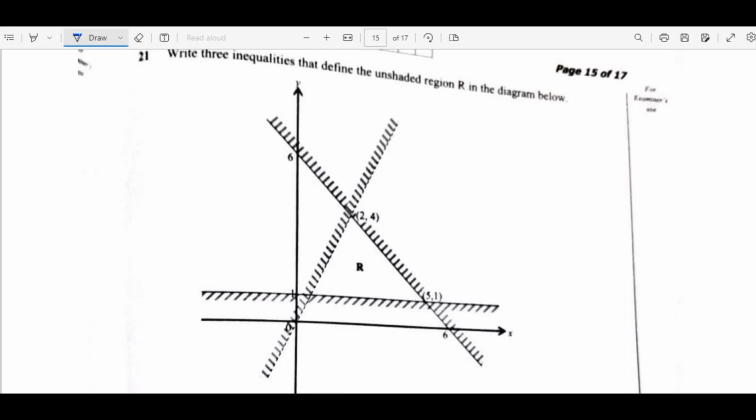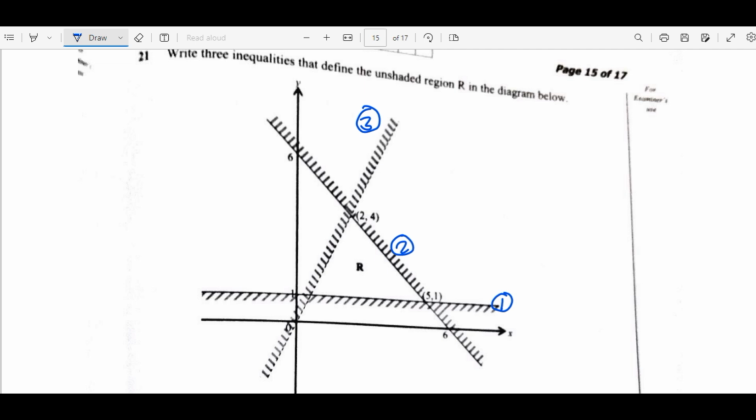Welcome friends. In this video we are going to look at mathematics paper 1 for the year 2023, and this is just a continuation, and we are starting from question 21. Write 3 inequalities that define the unshaded region R in the diagram below. So we'll say this is our first inequality, second inequality, third inequality.